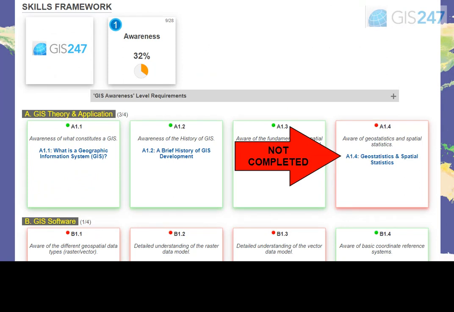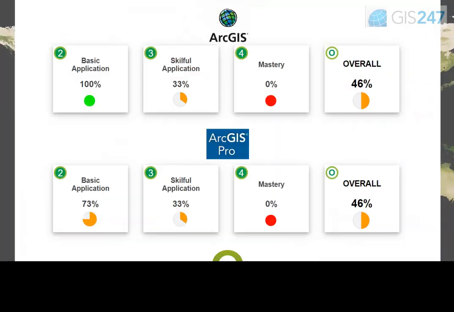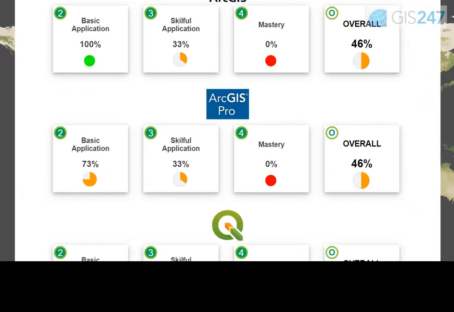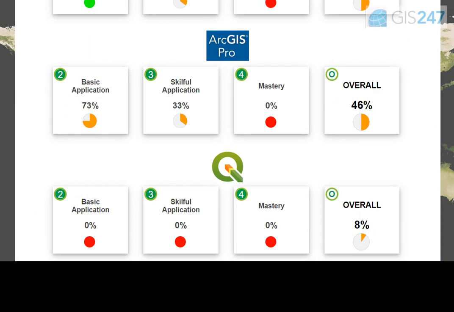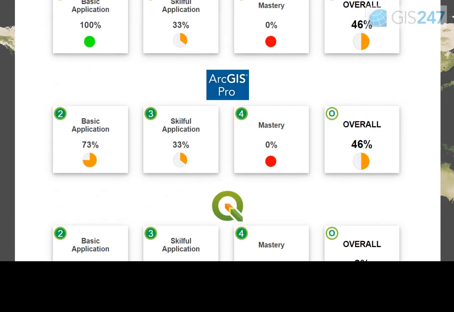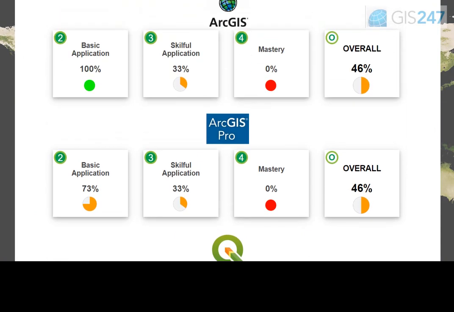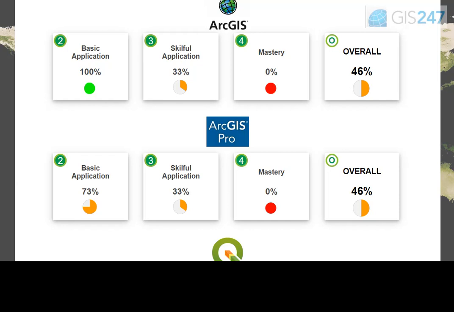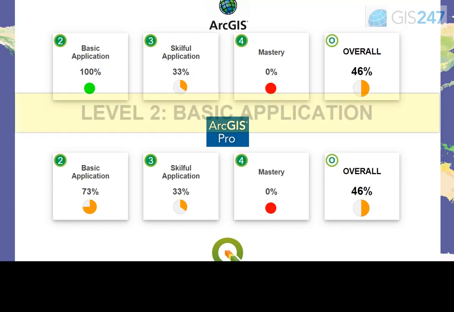All framework levels from 2 and higher can be achieved for the ArcGIS, ArcGIS Pro and QGIS software, depending on which software your GIS 24/7 account gives you access to. Access depends on the software license type your organisation has purchased.